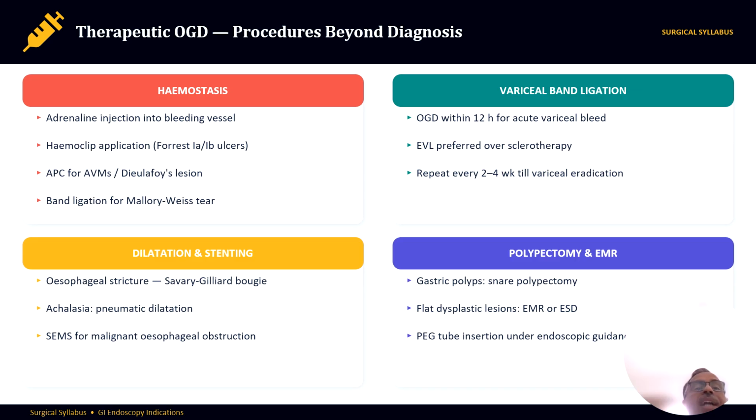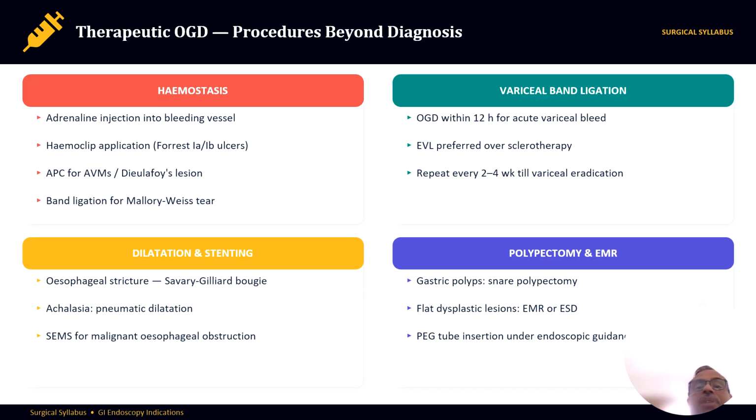You can also do dilatation and stenting, especially in esophageal strictures, with Savary-Gilliard bougie. In cases of achalasia, we can do a pneumatic dilatation, and we can also place self-expanding metallic stents for malignant esophageal obstruction through OGDS. And of course, we can also do polypectomy and endoscopic mucosal resection.